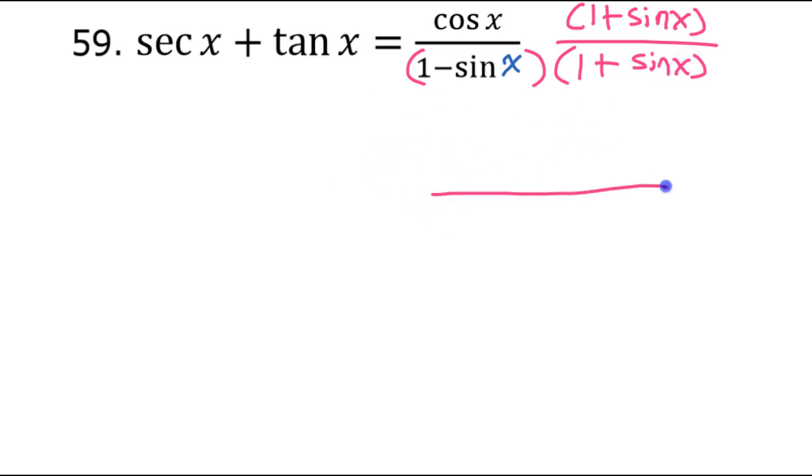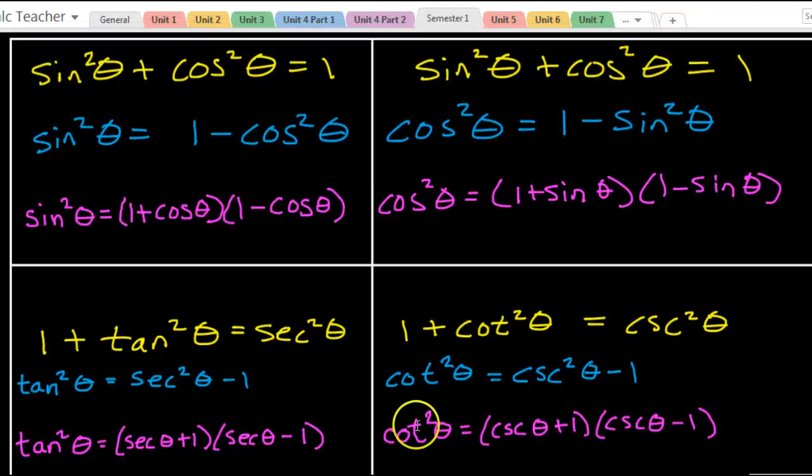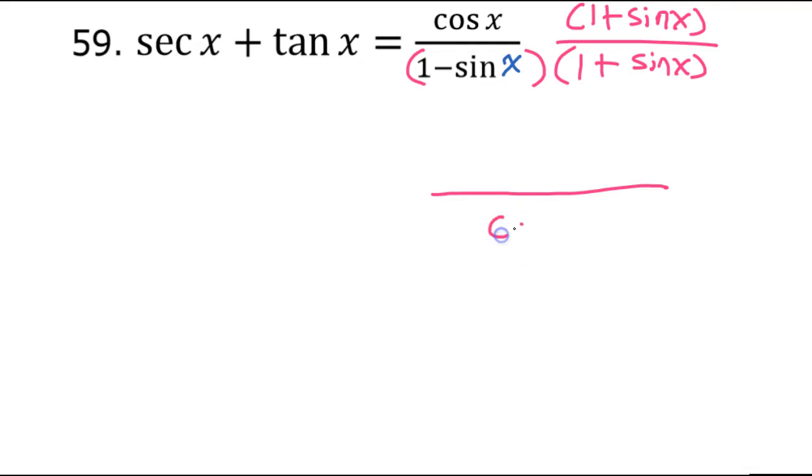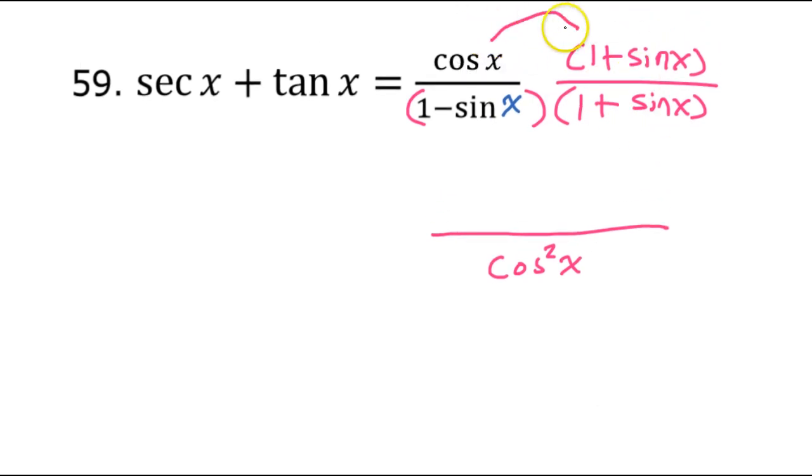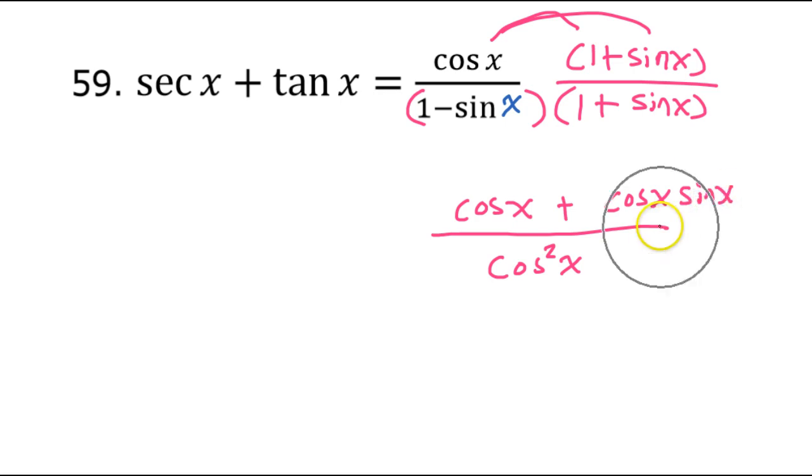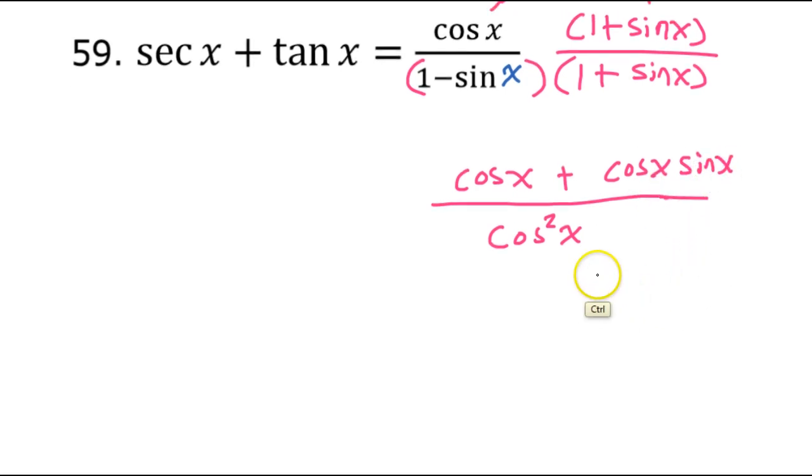So in the denominator, like I just mentioned, that will make cosine squared. So in the denominator, I have cosine squared x. Now in the numerator, I should go ahead and do the distributive property here and see what I get. So this will make cosine x plus cosine x sine x. Okay, so I have that.